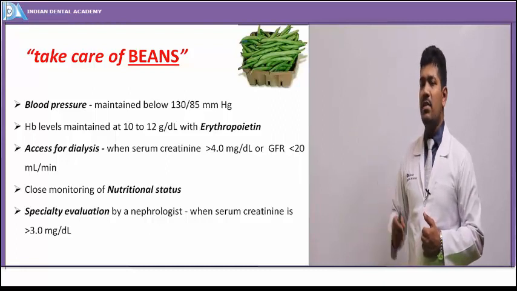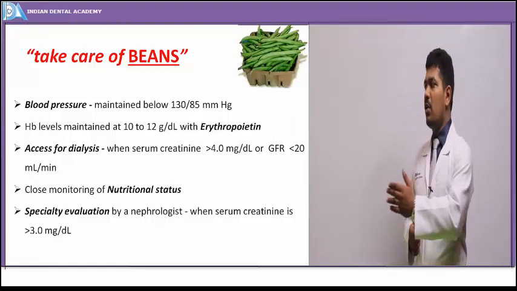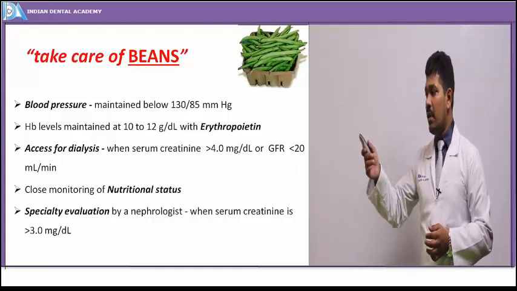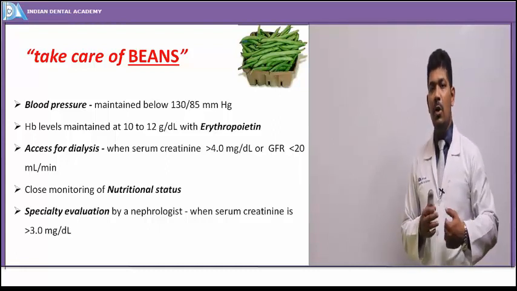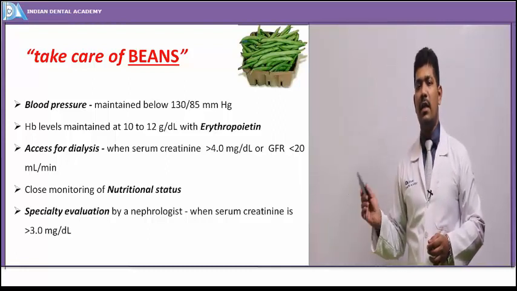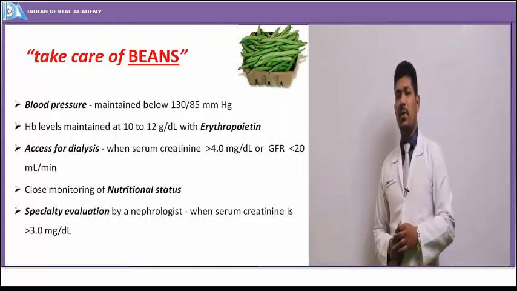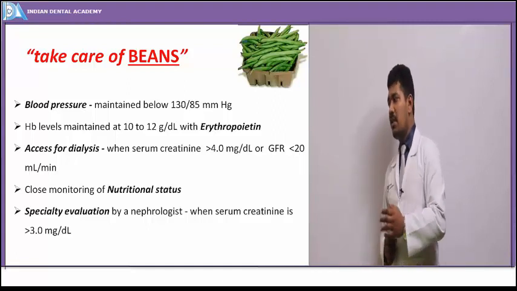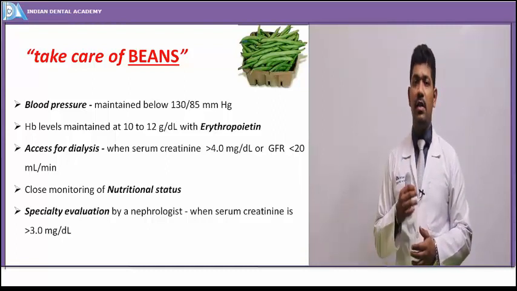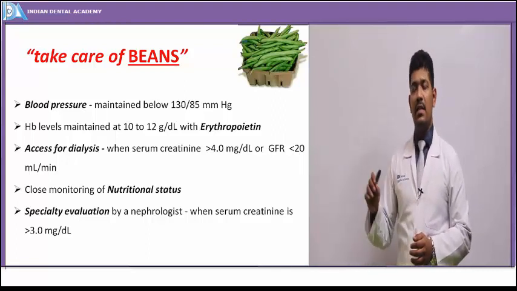Now, the E stands for erythropoietin. As you know, erythropoietin is produced by the kidneys, and because of the decrease in erythropoietin, many of the complications take place. So, whenever hemoglobin levels are below 10 to 12 grams per deciliter, the patient is taken into dialysis. Normally it has to be maintained from 10 to 12. A is access for dialysis. As I said, whenever the serum creatinine level is more than 4 milligrams per deciliter, or the GFR, the glomerular filtration rate, is less than 4 milliliters per minute, dialysis is a must.